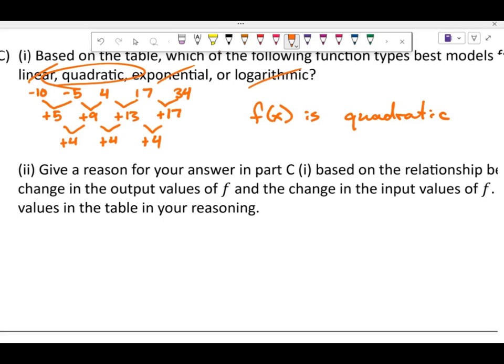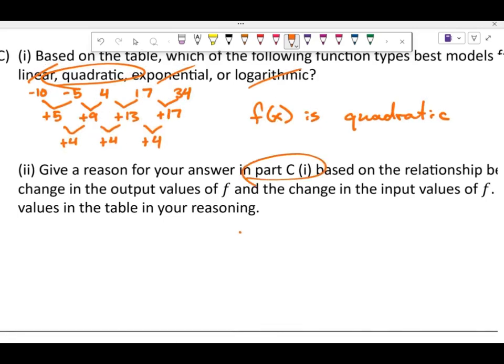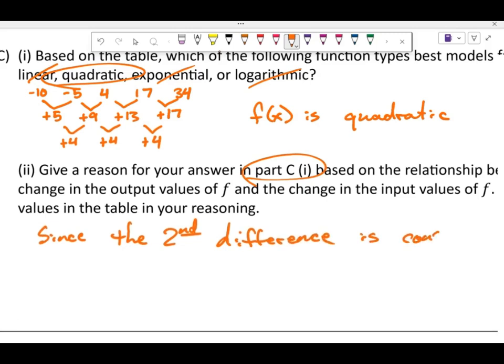C II. Give a reason for your answer in part C I. What was our reason? Why is it quadratic? The second difference is constant. We have a reason: since the second difference is constant. All right, and we have all 6 points.